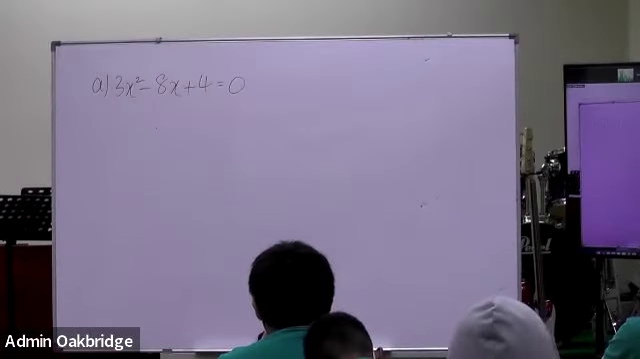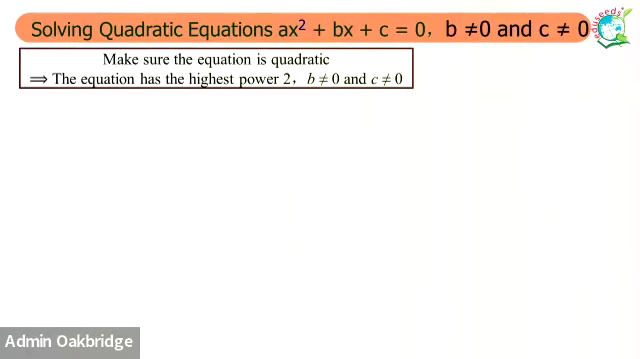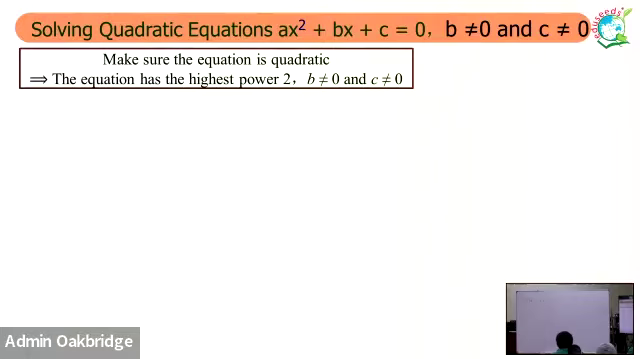Let's look at our guideline. Our first guideline is what? Okay, make sure that the equation is quadratic. All right, how do you make sure that? You see the power of x is 2. And this is for the case that b and c are not equal to 0. You have the x term and the constant.